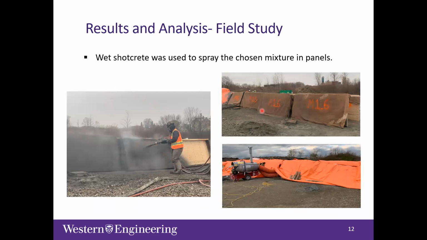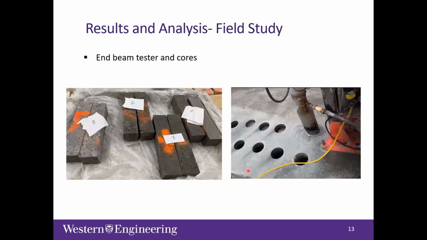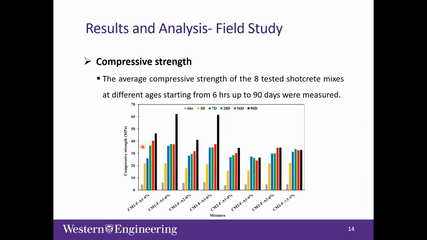And of course, we had environmental challenges. The weather was so cold, so we used an insulated blanket and a heater all the time to keep the panels at the target temperature until we could flip them, get the cores, and move them back to the lab. As you can see here, this is how we get the core, and this sample is from the end beam tester that was used to get the early compressive strength at 6 hours.